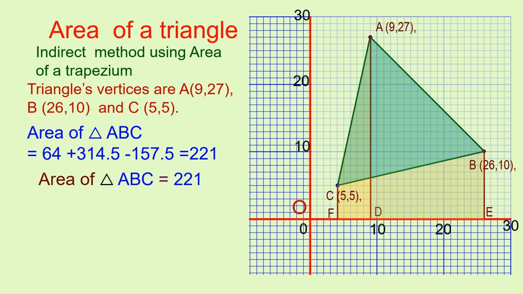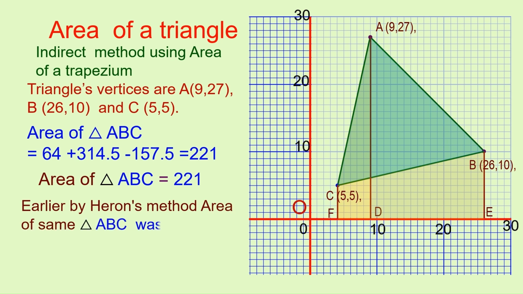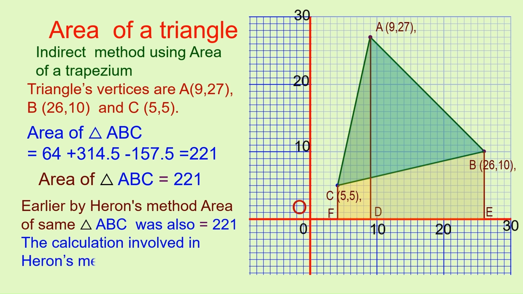Area of ABC equals 221. Earlier, by Heron's method, area of same ABC was also equal to 221. The calculations involved in Heron's method were tedious and lengthy. The Heron method is good when all sides of the triangle are known. When coordinates of vertices are known, this method is better.